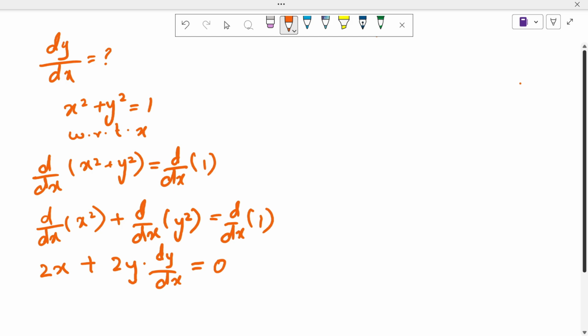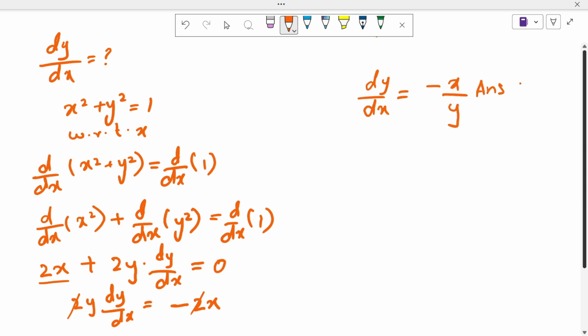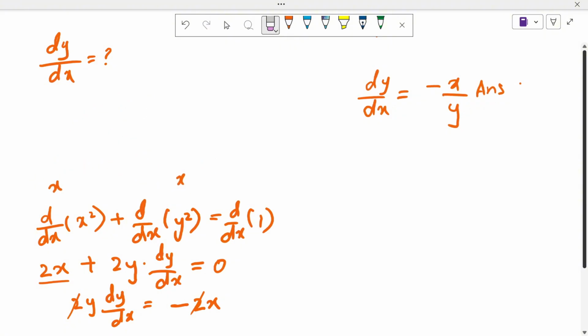So now we need to separate the dy by dx on one side and the other elements on another side, because the question is we need to find the dy by dx. So I'm leaving the 2y into dy by dx on the left hand side, and taking the 2x to another side. Here it is positive 2x. When it goes to another side, it will be negative 2x, and the 2 and 2 I will cross out. Now I need only the dy by dx, so I'm going to bring the y also to another side. So it will be minus x divided by y. That's it, the final answer.